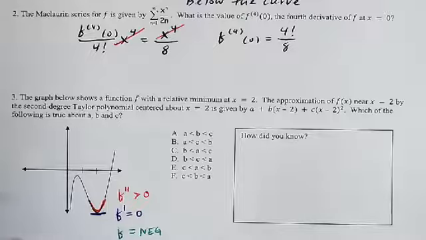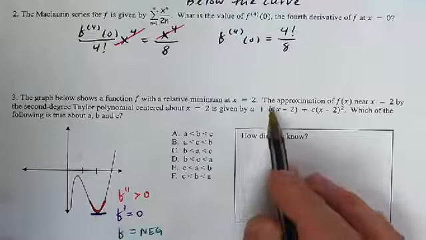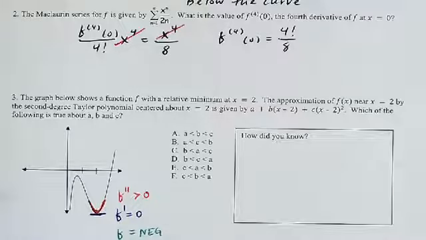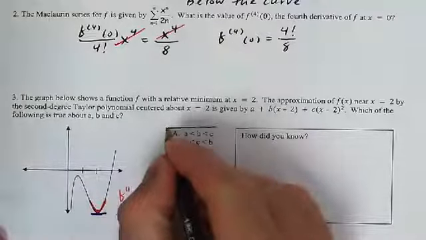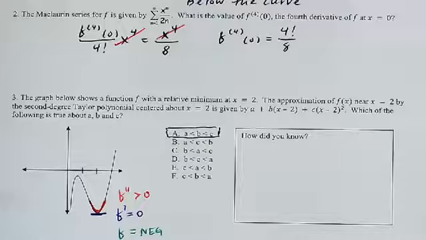Okay, so what's going to happen is that a is going to be negative, b is going to be 0, and c is going to be positive. So that's where I'm getting answer choice A, B, C. Where is it? Oh, answer choice A. All right.